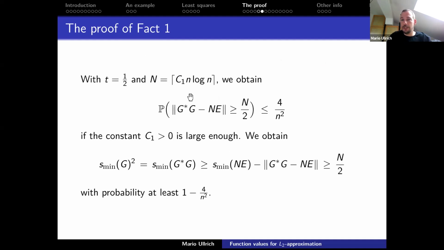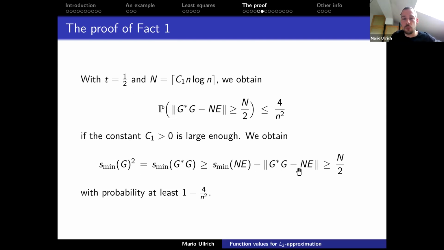Plugging this into the inequality we want, we get that the operator norm of this difference is smaller than n over 2 with high probability, because the probability that it is large is small. Okay. And for this we need to choose n equals n log n and t equals 1/2 in the proposition above. Okay. And from that we get the smallest singular value of g squared is the same as the smallest singular value of g transpose g. And this can clearly be lower bounded.